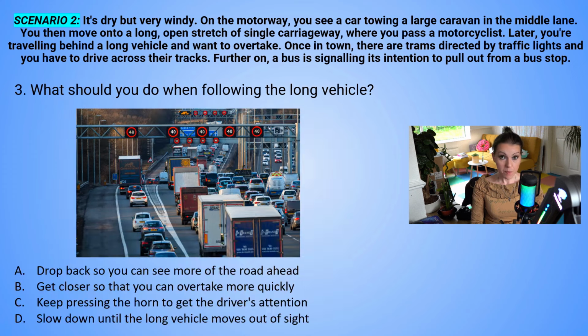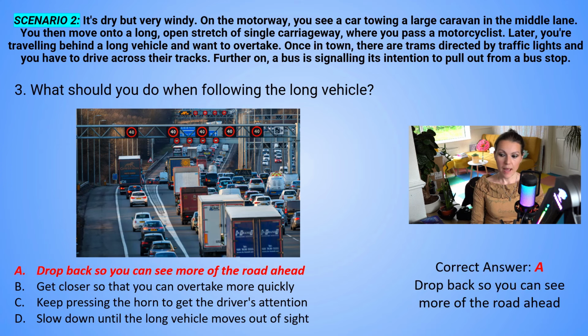A. Drop back so you can see more of the road ahead. B. Get closer so that you can overtake more quickly. C. Keep pressing the horn to get the driver's attention. Or D. Slow down until the long vehicle moves out of sight. And the correct answer is A. Drop back so you can see more of the road ahead.